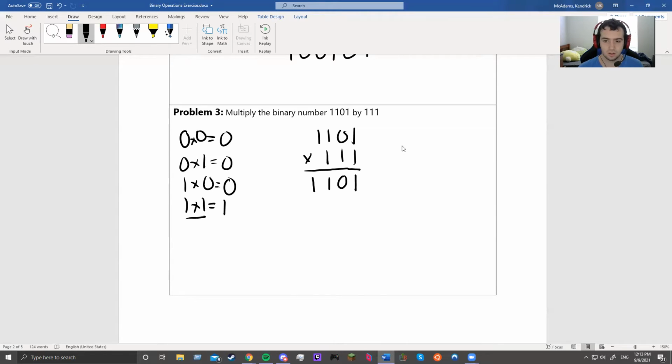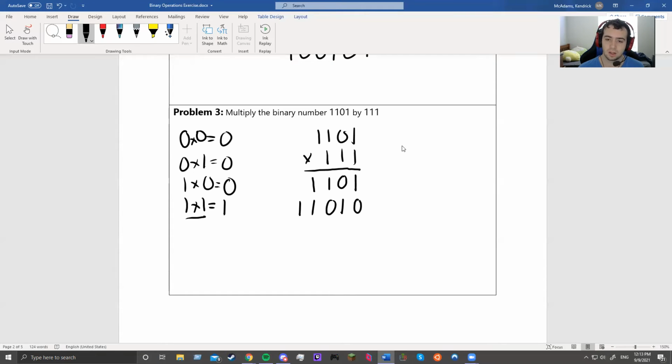And now, like you do in regular multiplication, when you move to the next digit, you need to add a 0 first. And now we're going to get multiplying again. So this is a 1. 1 times 0, that's a 0. 1 times 1, that's a 1. 1 times 1, that's also 1. So here we go. We've got the second row done.